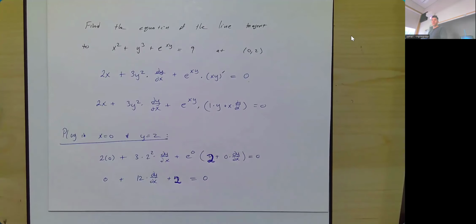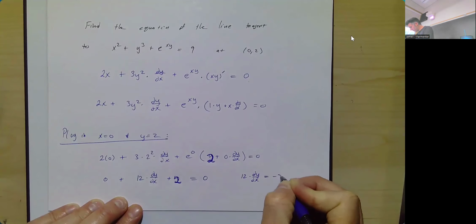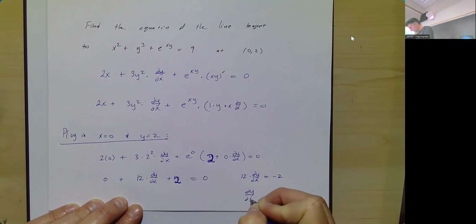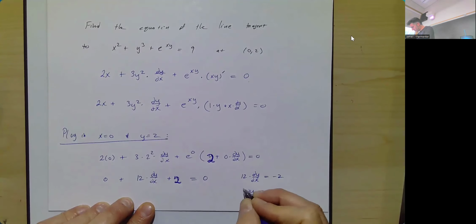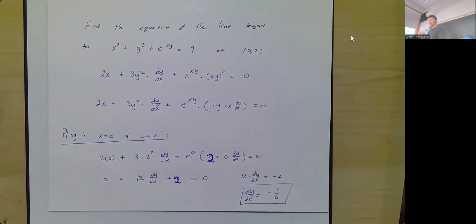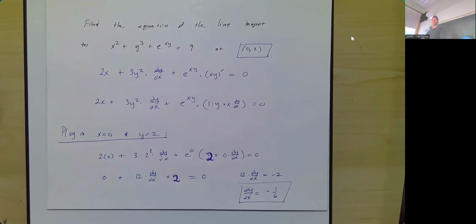And then we can solve for dy dx with relative ease. 12 times dy dx equals -2. Dy dx equals -2 divided by 12, which is -1/6. We're not done. We found the slope. We have the point. Now we have to put them together in whatever equation you prefer.